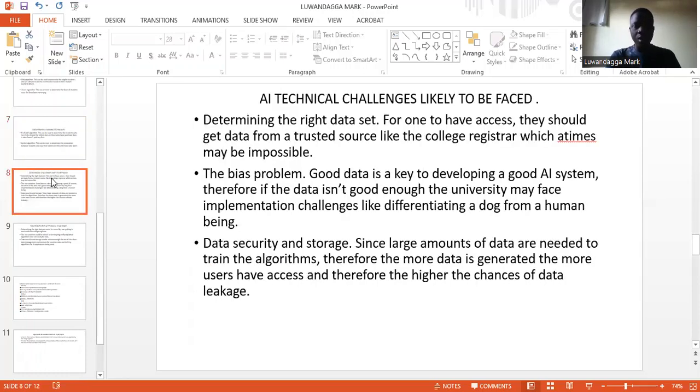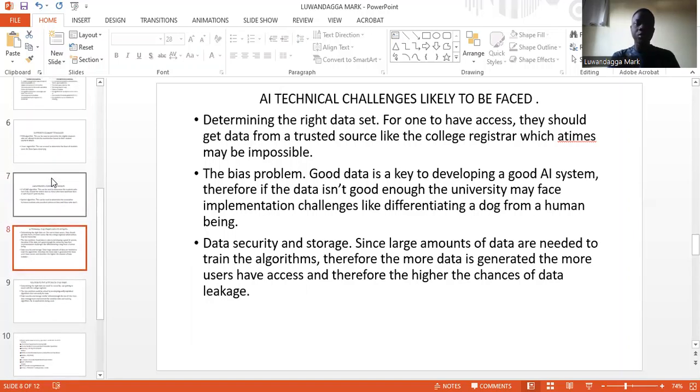And also the artificial intelligence challenges likely to be faced while trying to develop this AI problem: determining the right data set. For one to have access to the data, they should get data from sources like the college register, which at times may be possible. Sometimes there is confidential information, which means you will not be given access to it.